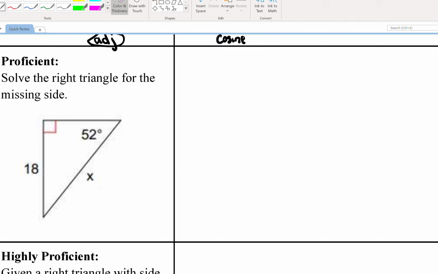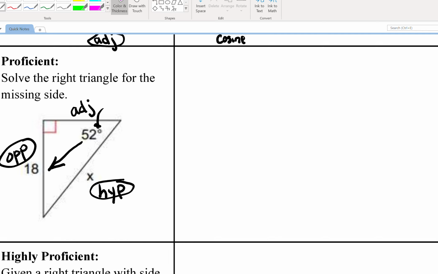So what we're going to do is label this side that's opposite the right angle. It is the hypotenuse. So we're going to label that, and then the leg that's opposite the angle, if you draw an arrow out from it, it points to the other side. That's the opposite leg.